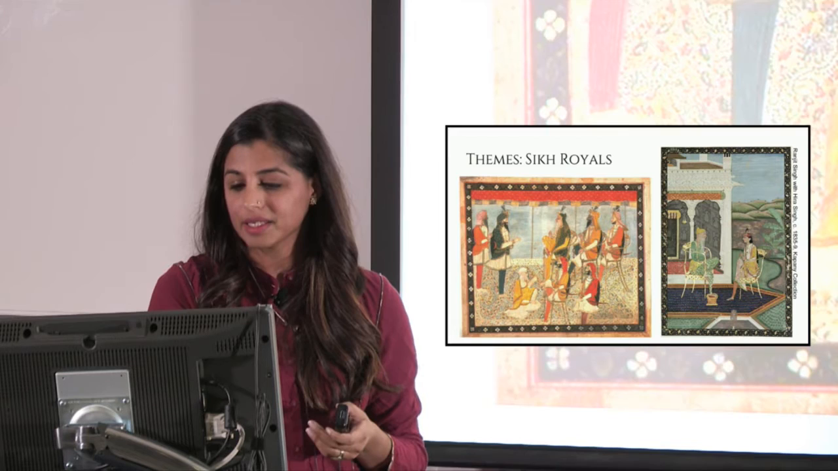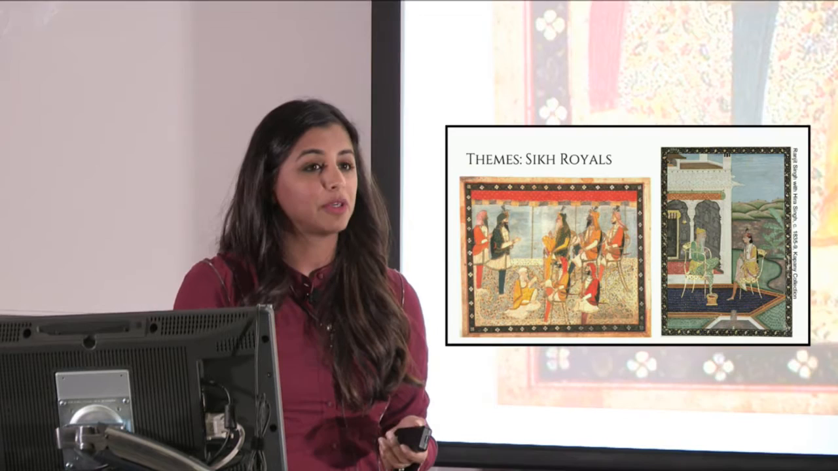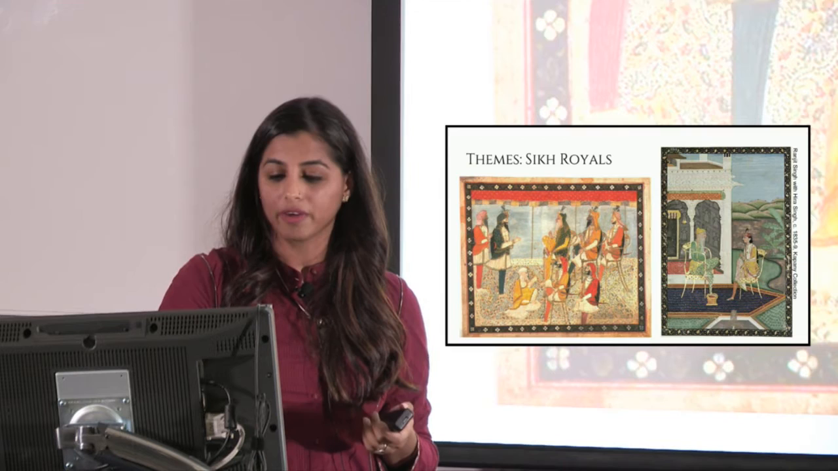In the painting on the left, you can see Ranjit Singh meeting with one of the members of his court, Dhyan Singh. And he's sitting with all the other people who are part of his family and part of his court. The two people behind him are his sons.